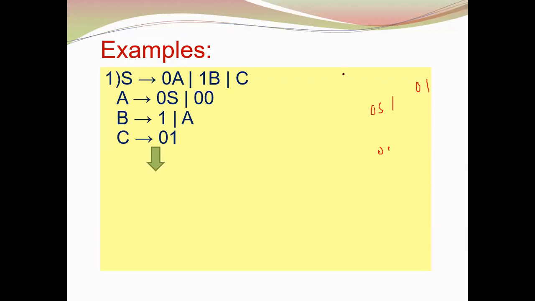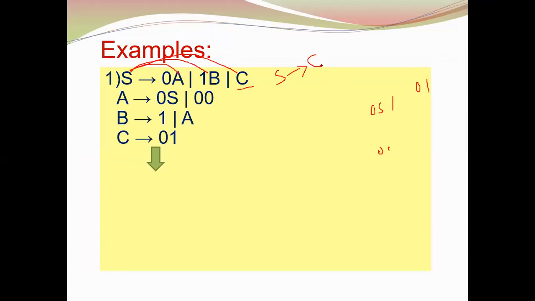Which one is the unit production in this grammar? Here, S tends to 0A. Okay, then the next production is S tends to 1B. The next one is S tends to C. This is the unit production. The non-terminal derives another non-terminal. This is the unit production.